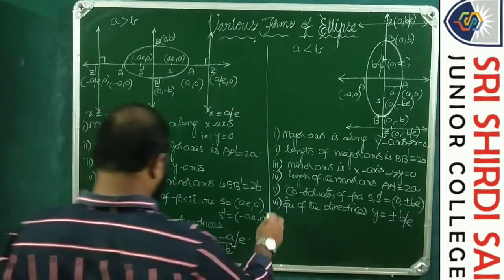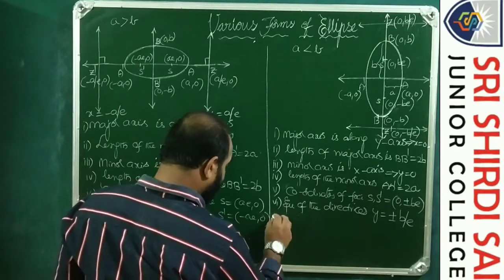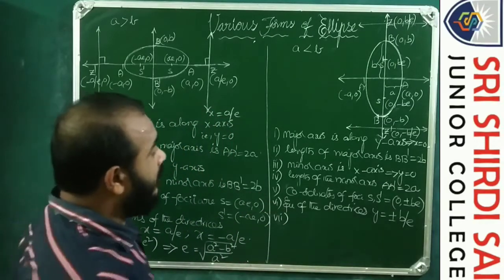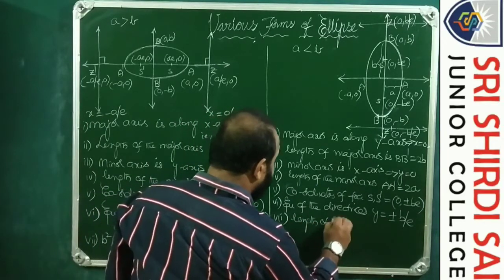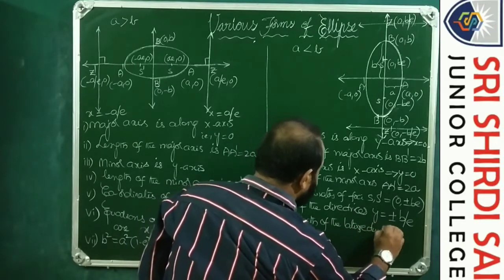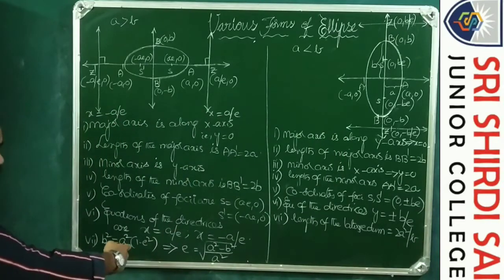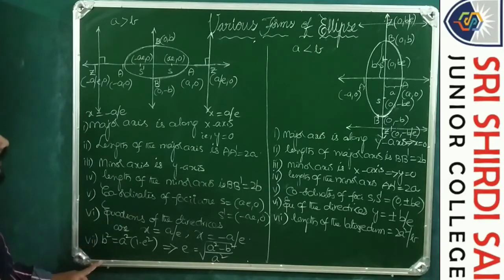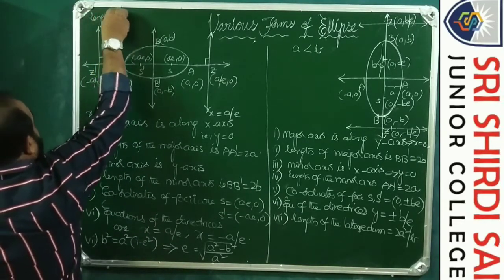Now what is the length of the latus rectum? The length of the latus rectum is equal to 2A square by B, while we forgot to write it here. What is the length of the latus rectum here? 2B square by A. Let us write it here: length of the latus rectum.